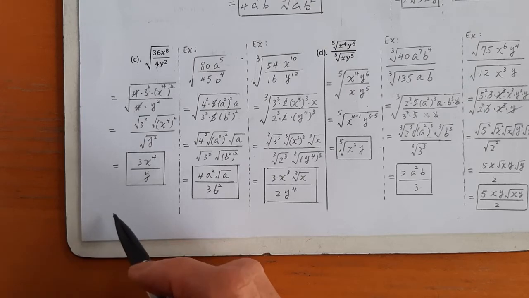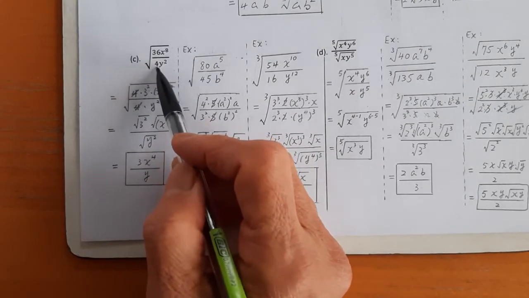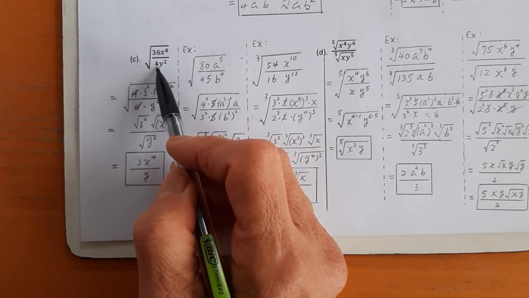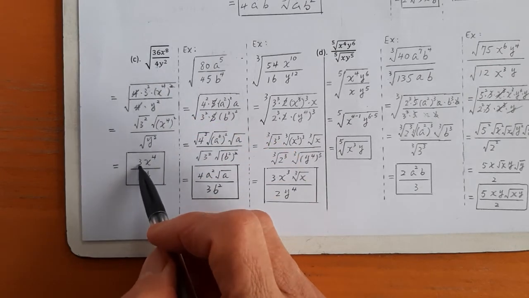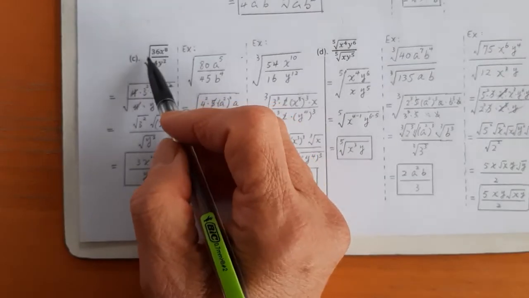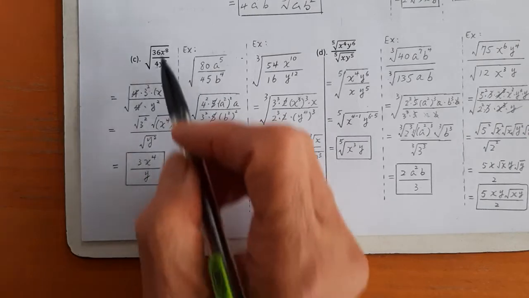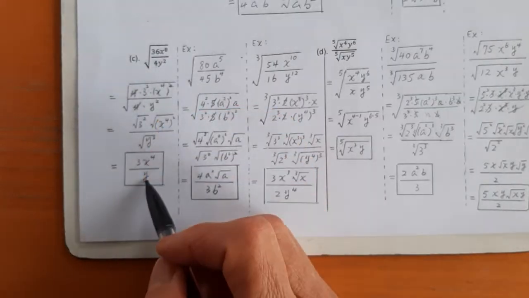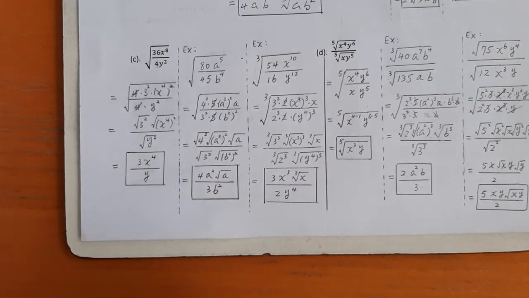So the quick way is 36 divided by 4 is 9. 9 take square root out is 3. And 8 divided by 2 get x to the power 4. Then 2 divided by 2 get y to the power 1. That's a quick way to do.